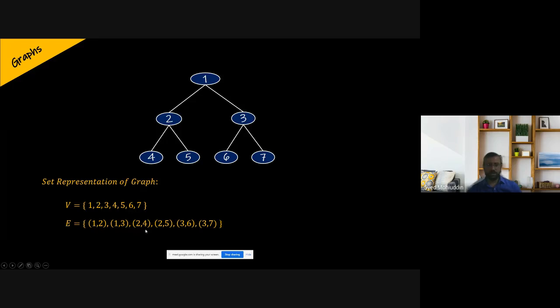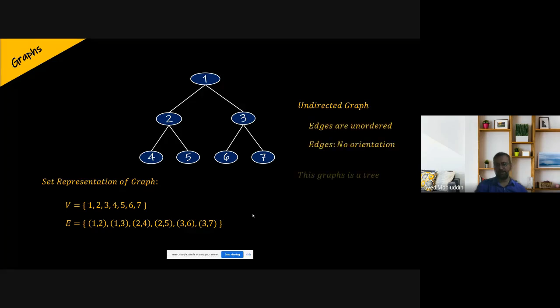2 to 4, there is an edge over here. 2 to 5, there is an edge. 3 to 6, there is an edge. 3 to 7, there is an edge. So this is also a graph, but usually it is called a tree. Now, is this directed or undirected? It is undirected because there is no orientation for the edges, and edges are unordered. So this graph is basically a tree. Now, why are we calling this a tree? There is something known as a cycle, and we will look at that definition later in these slides. But this is called a tree.